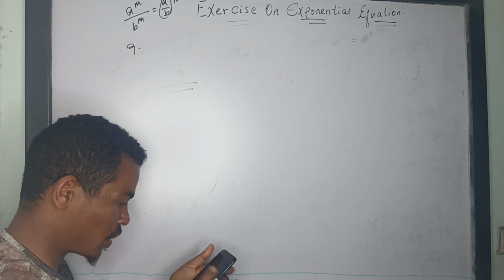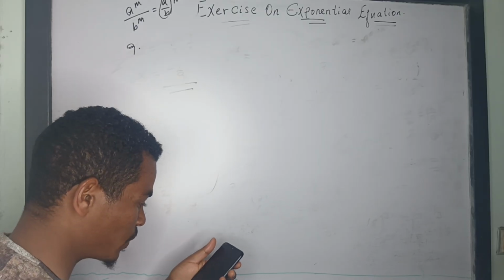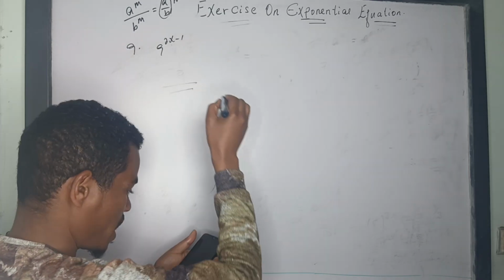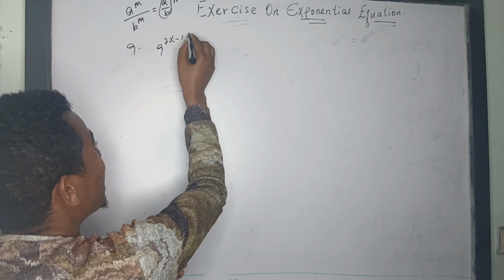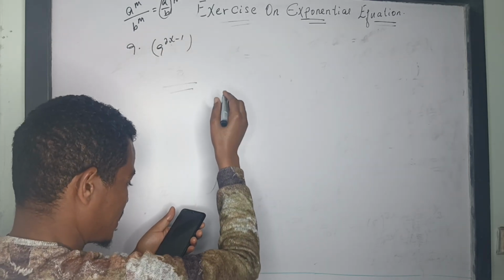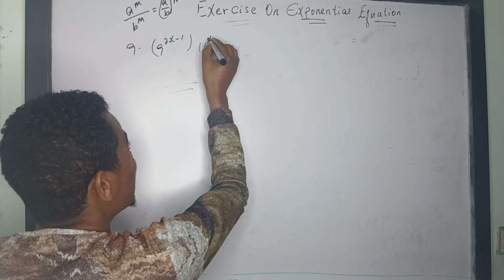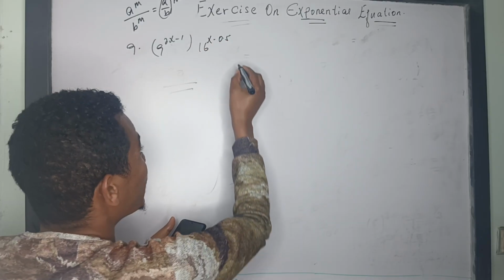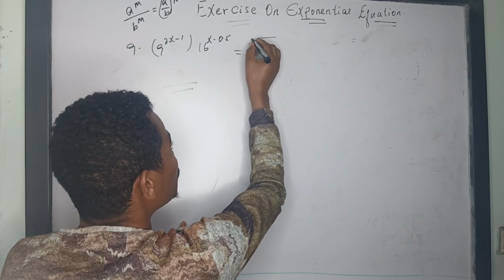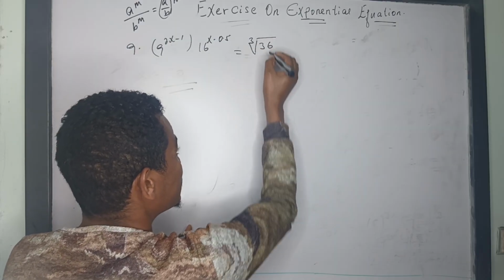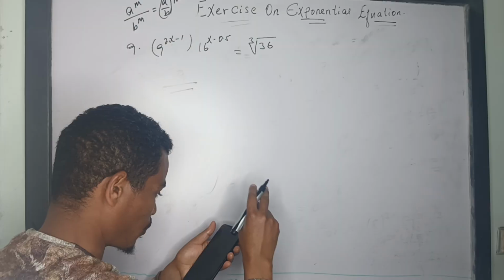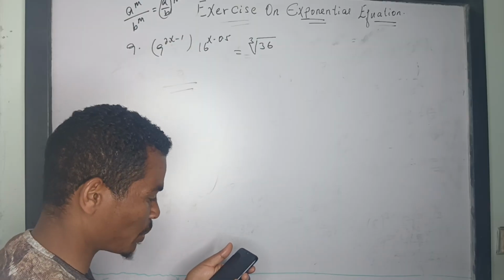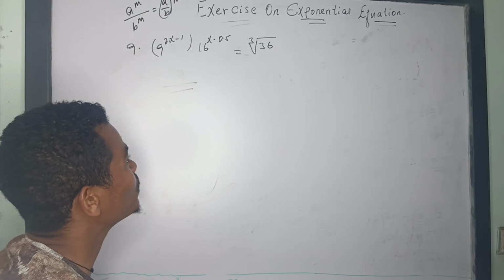Question number 9. What is the solution set of 9^(2x-1) times 16^(x-0.5) is equal to the cube root of 36? The question is, what is the solution set of 9^(2x-1) times 16^(x-0.5) equal to the cube root of 36?